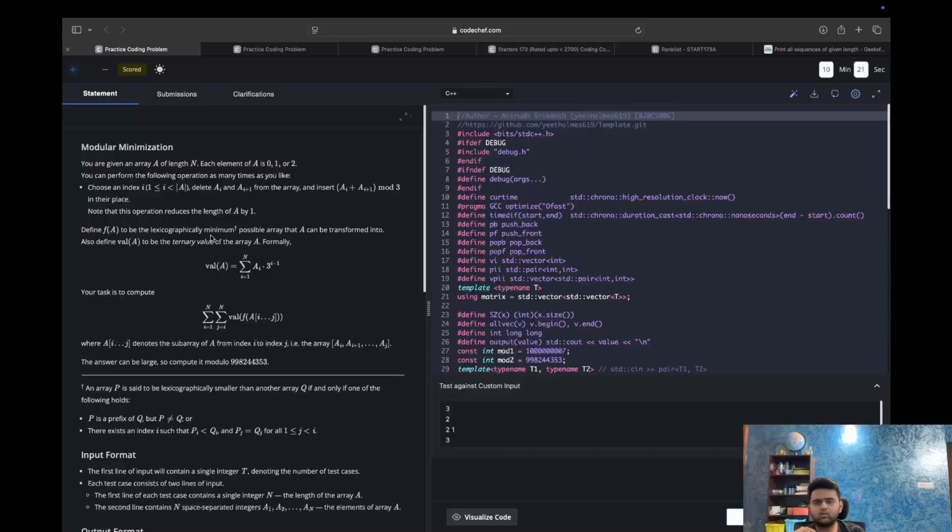So either I put a 0 or I put a 2. So choose an index as another opportunity to say by 1. Let f be the lexicographically minimum possible array that a can be transformed into, or the defined value to be the ternary value of a. Formally, your task is to compute the summation of ternary values of all a.